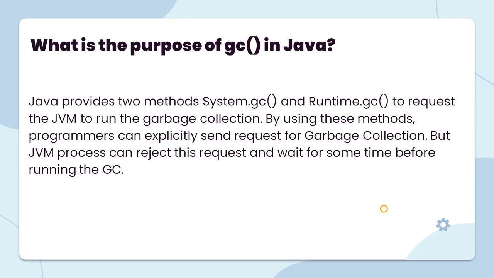The programmer can explicitly send the request, but the JVM process can reject this request and wait for some time before running the GC. So Java has two methods, System.gc and Runtime.gc, and you can call the garbage collector by these.